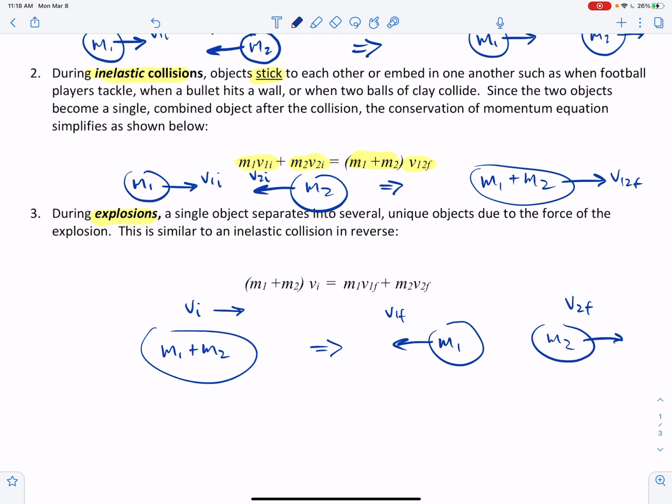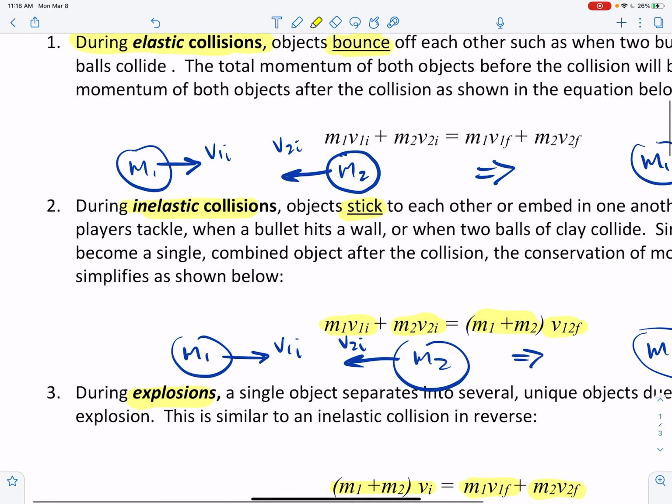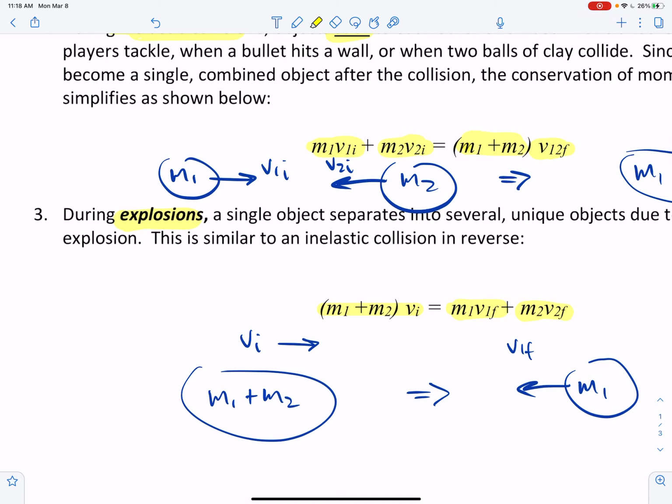The way that works out mathematically is that the momentum of the combined object before the explosion is going to be equal to the momentum of the first object after the explosion plus the momentum of the second object after the explosion. And then in my next video, I'm going to go through examples, one example of an elastic collision, one example of an inelastic collision, and one example of an explosion to show you how this really works out.